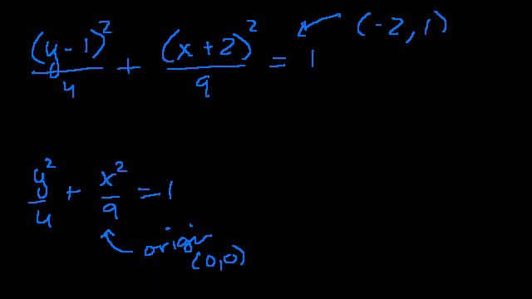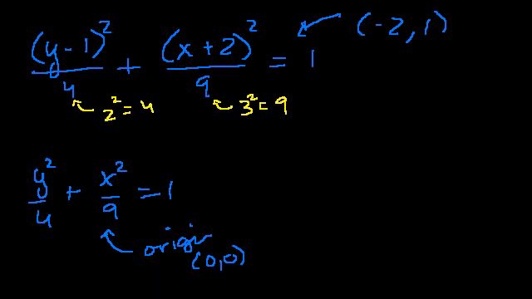So if you were to graph this, your radius in the y direction is 2, right? 2 squared is equal to 4. Your radius in the x direction is 3. 3 squared is equal to 9. So your x radius is actually larger than your y radius. It's going to be a little bit of a fat ellipse.